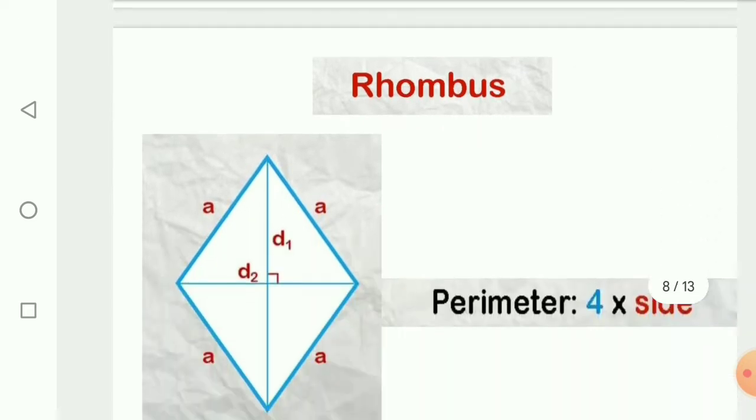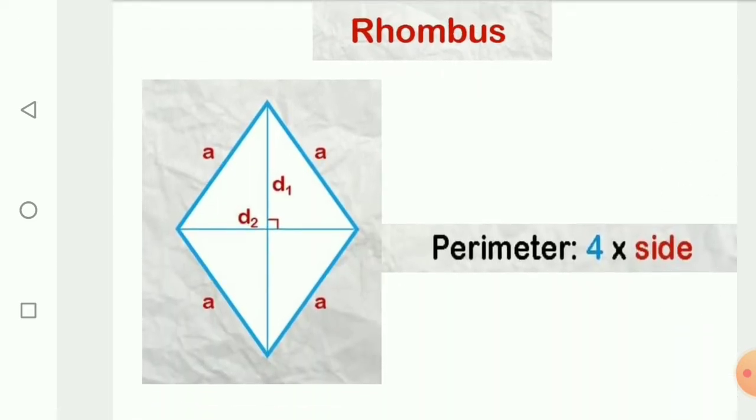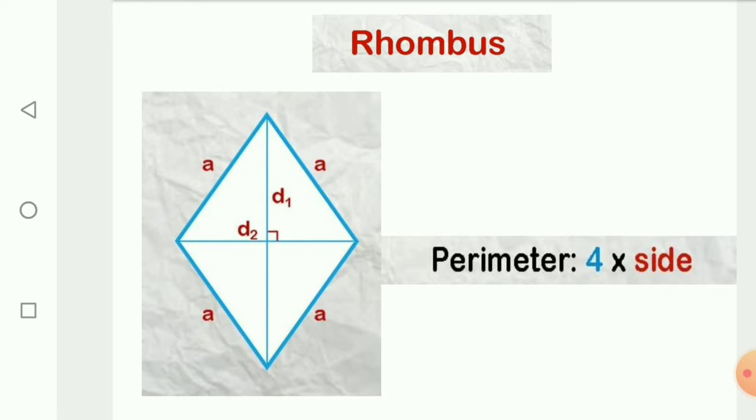Now next, there is a question in your practice set where you have to use perimeter of rhombus and then find out the area. So what is the perimeter of rhombus? You all know that all the sides of a rhombus are of equal measurement.